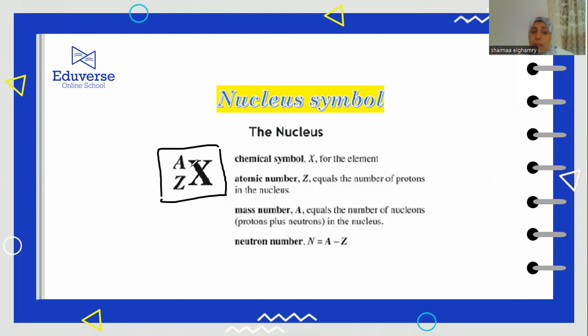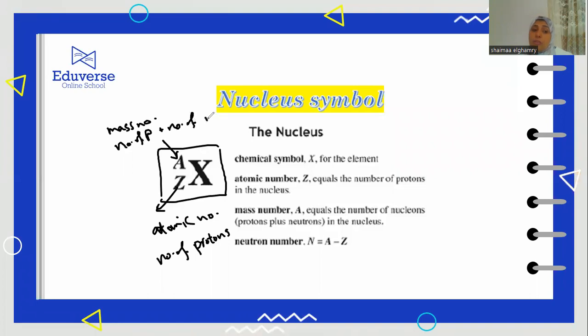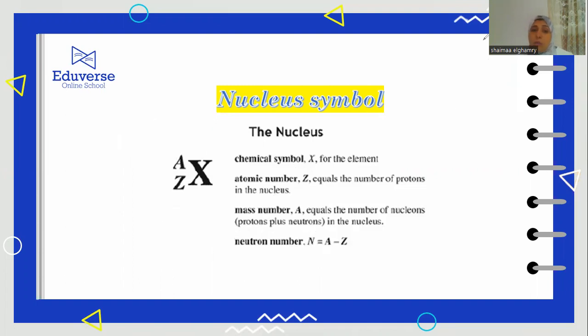So X here represents the element, whatever the element. Z represents what? The atomic number. Atomic number means what? Number of protons. And A represents mass number. What is mass number? Number of protons plus number of neutrons. So if we want to calculate the number of neutrons, it will be A, which is the mass number, minus Z, which is the atomic number or number of protons.